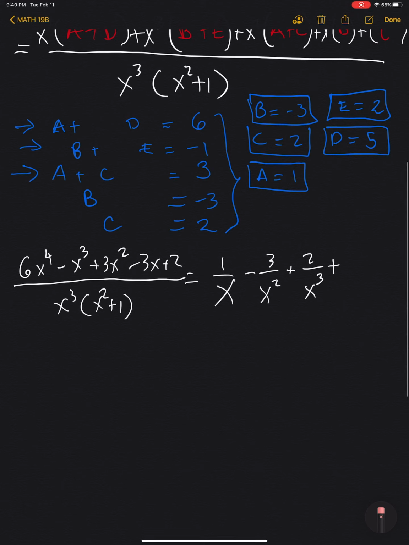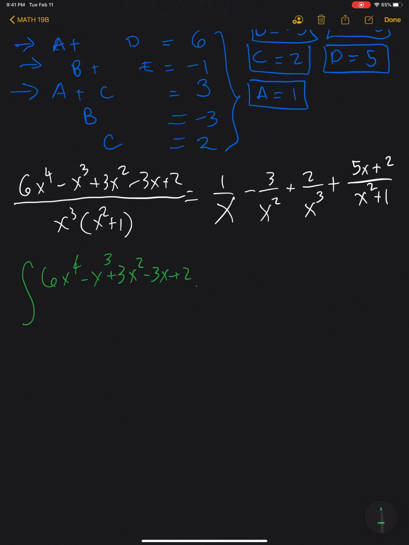will give me 5x plus 2 divided by x squared plus 1. So this is my partial fractions. So this means that I can go back into the original integral. If I want to integrate this whole thing, instead of integrating this big rational function, what I can do is I can integrate the partial fractions. And integrating the partial fractions is a little bit better than dealing with this whole thing.